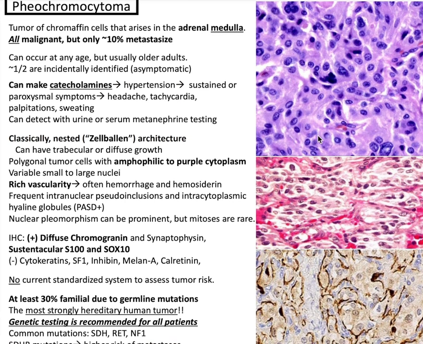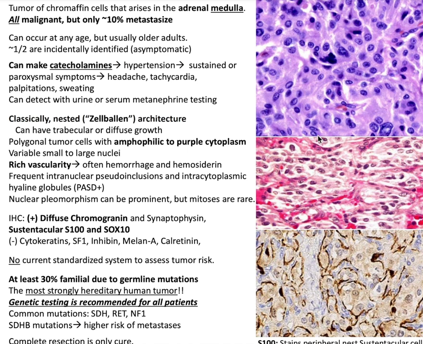mitoses are rare. IHC-wise, it'll stain positive diffusely for chromogranin and synaptophysin. The sustentacular cells will be positive for S100 and SOX10, as you can see here. It will be negative for cytokeratins, SF1, inhibin, Melan-A, and calretinin. There is no current standardized system to assess tumor risk, and at least 30% are familial due to germline mutations.